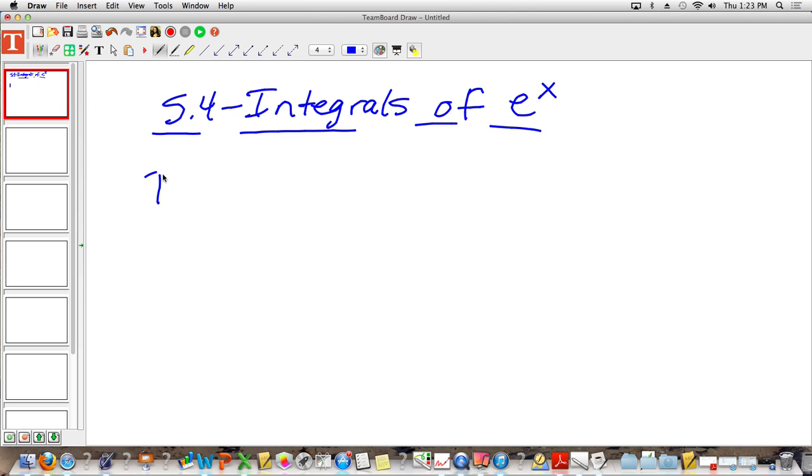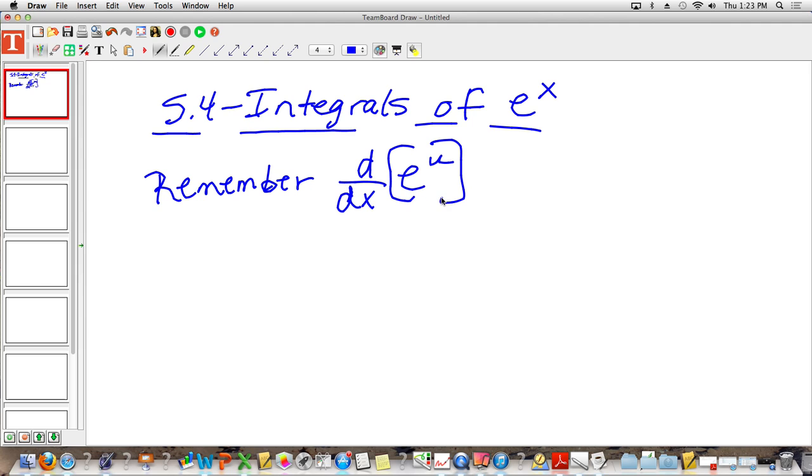So I want you to first of all remember that the derivative of e to the power of u is equal to, what is it equal to? E to the u times what? Times u prime. Which is the same thing as e to the u power du. Remember, u prime and du mean the same thing.